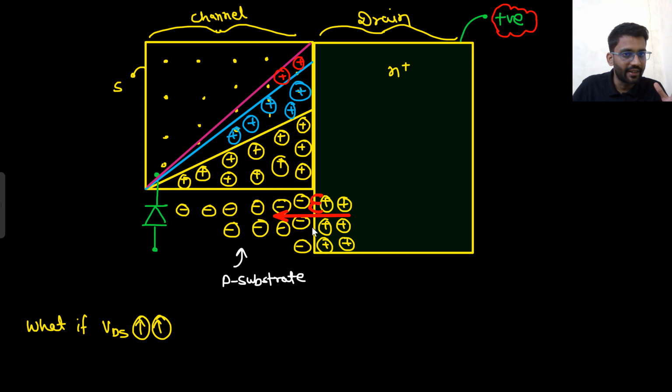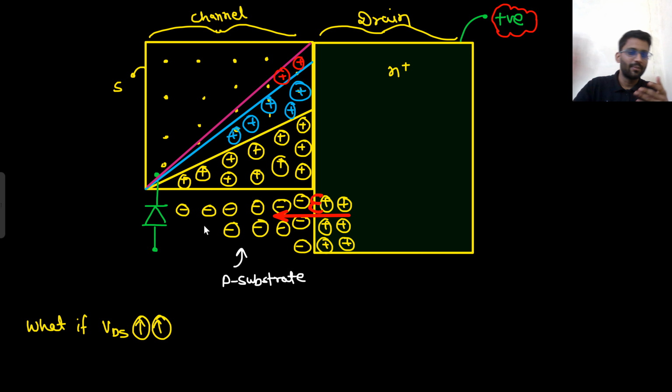But at a certain time, at a certain VDS, what will happen? At a certain VDS, this channel will start getting depleted of charge carriers. Here the charge carriers will be very few. Although the field is very strong, the charge carriers are few only. So the current will saturate. Did you understand this point or not?